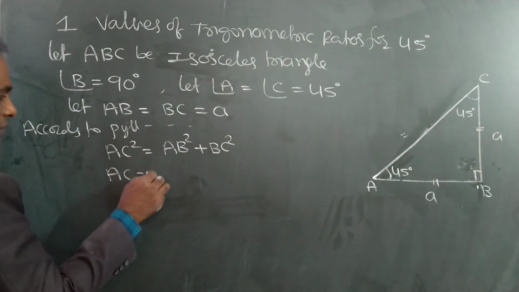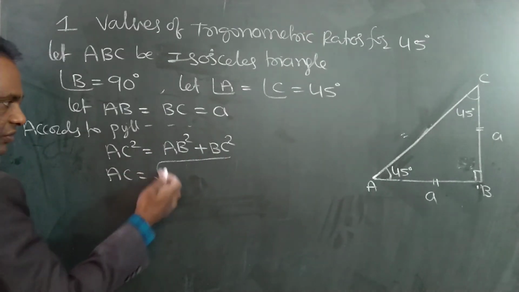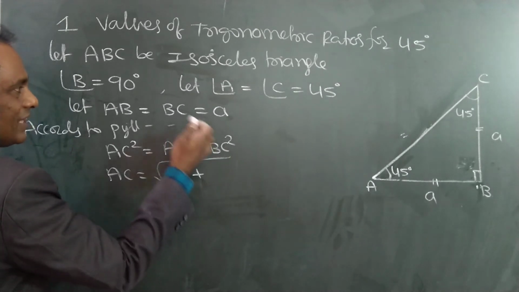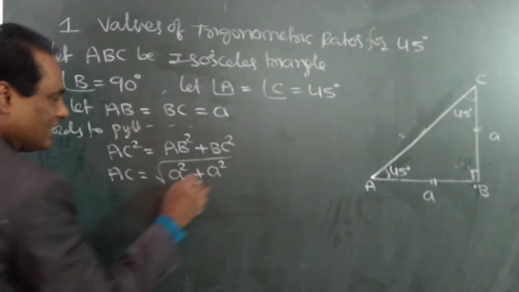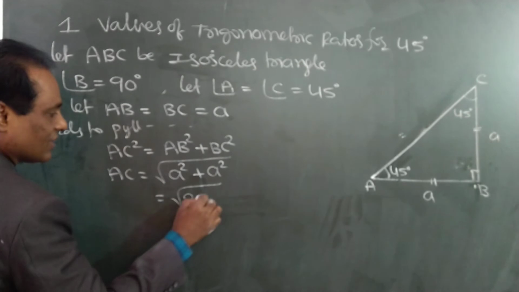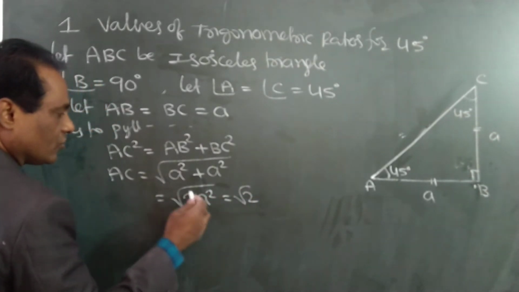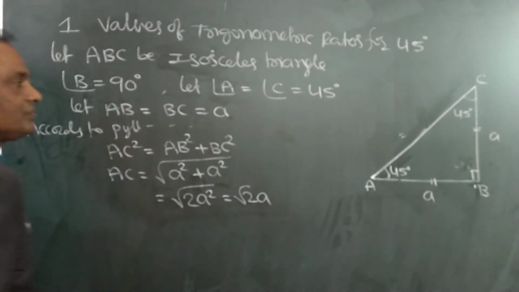AC is equal to root. Remove the square, we will get root. AB is A, BC also A. A square plus A square is 2A square. Root 2 is the same. Square root cancels A.